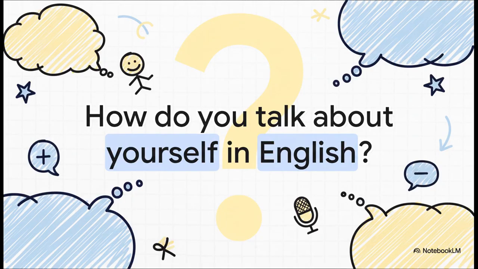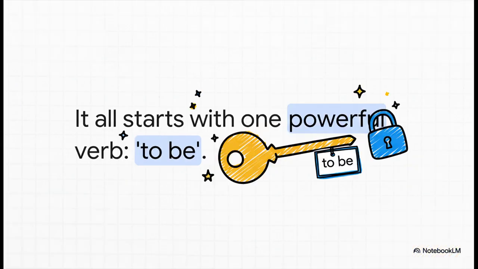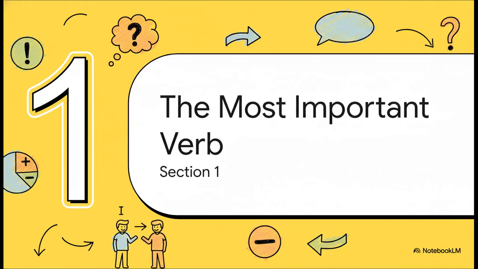So think about it. How do you actually talk about yourself in English? Whether you're saying your name, your job, or just how you're feeling, there's one little key that unlocks all of it. And that key is the verb to be. It might sound kind of small, kind of basic, but honestly, it is the absolute foundation for so many of our day-to-day conversations. All right, first up, the most important verb.